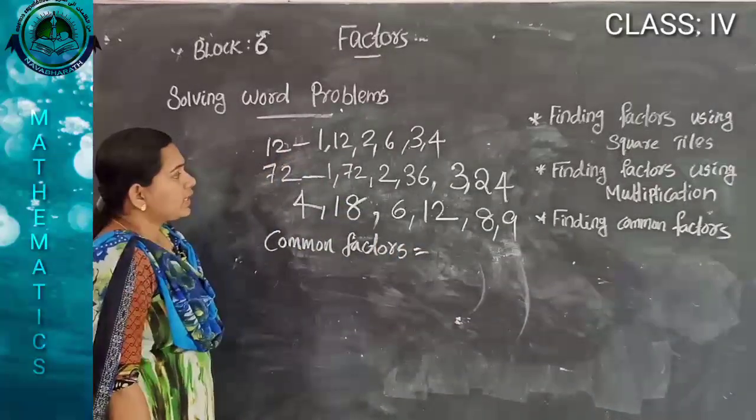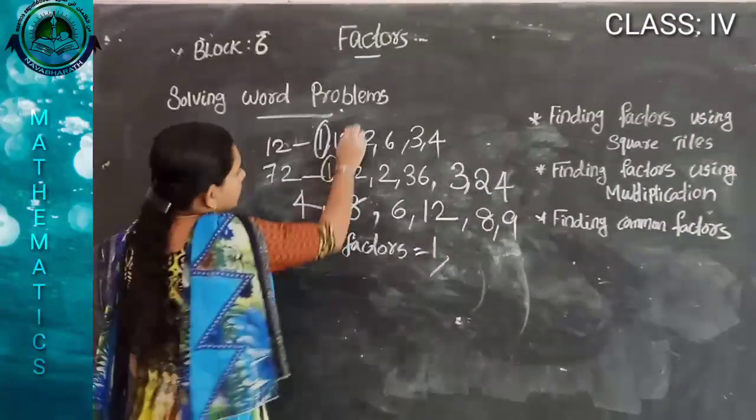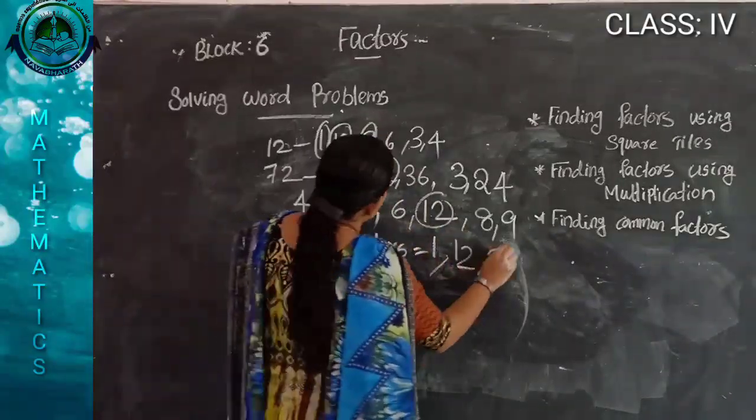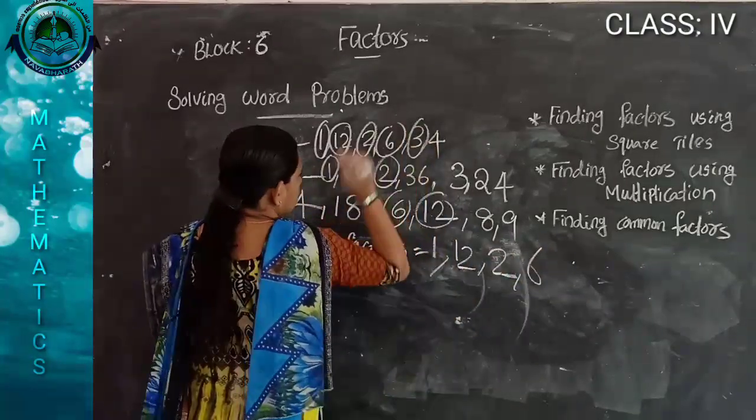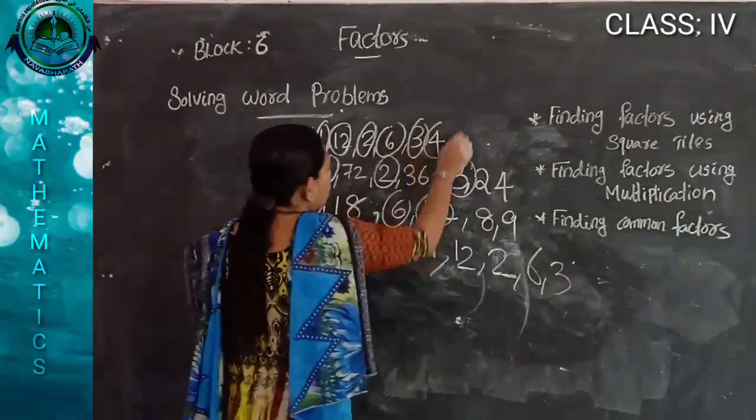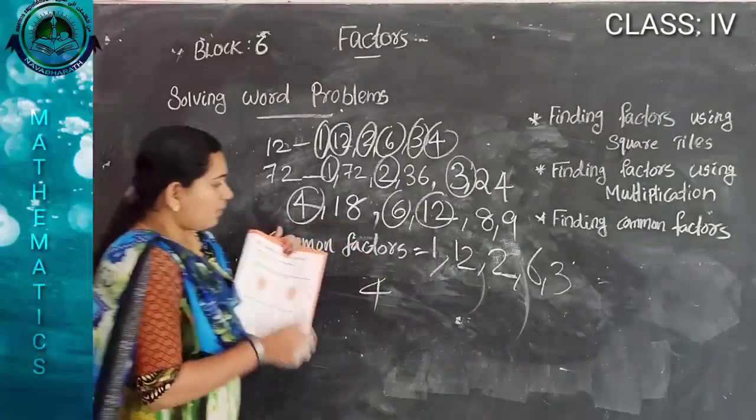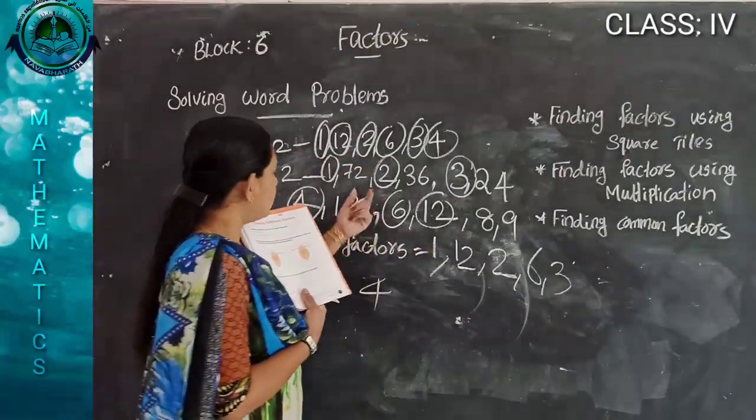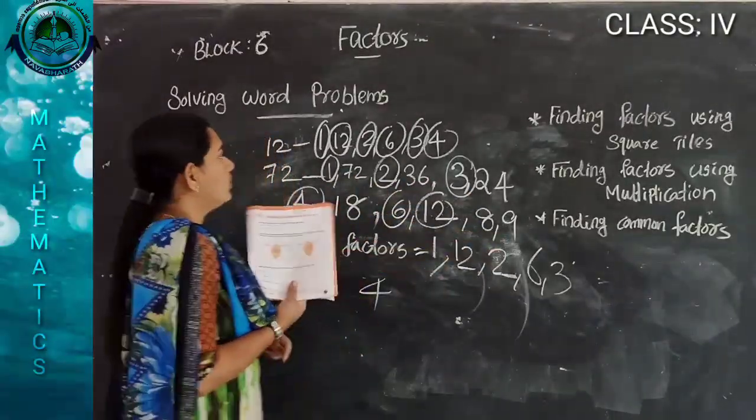Common factors. Which are the common factors here? 1, 12, 2, 6, 3, 4. So in the place of 12 there are no numbers. Common factors are 1, 2, 3, 4, 6, 12. Then the remaining factors you write here: 72, 36, 24, 18, 8 and 9.